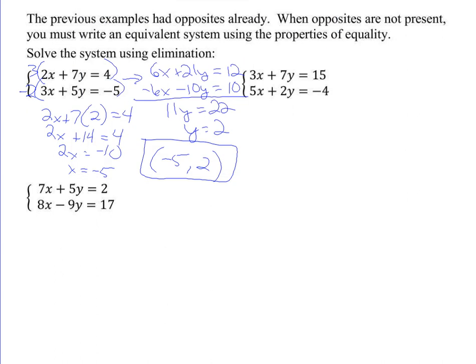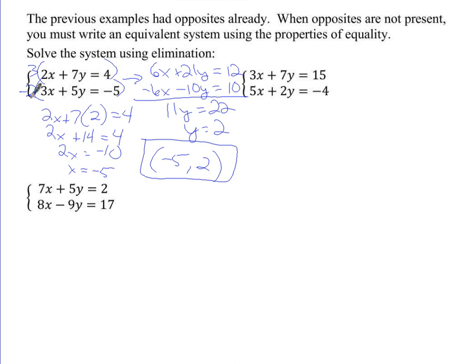So from last time we did this problem and we didn't have opposites to begin with, so we had to make opposites. We decided to make opposites in the x term, which is why we multiplied the top equation by 3 and the bottom equation by -2. Our target number here was to make both of these a 6. One has to be positive, one has to be negative, so that we can add. 3 times 2 is positive 6. -2 times 3 is -6, so that creates the opposite, so that when we add, the x terms disappear.